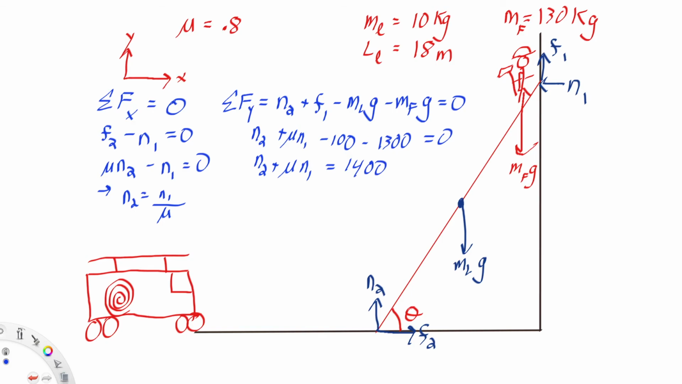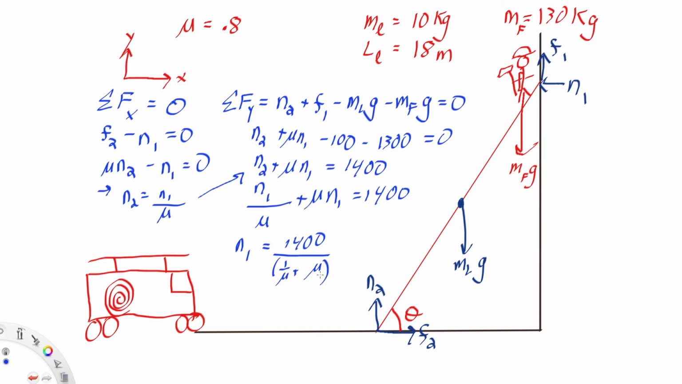Yeah, Jaden, we totally can solve for them. We have two unknowns and we have two equations, so a solution is definitely possible. So N2 is equal to N1 over mu, so we can replace that in here. We have N1 over mu plus mu N1 equals 1,400. Or if we factor out the N1, we can say N1 is equal to 1,400 over 1 over mu plus mu.